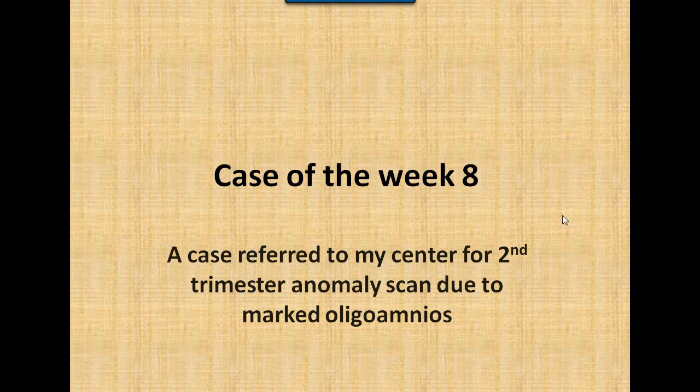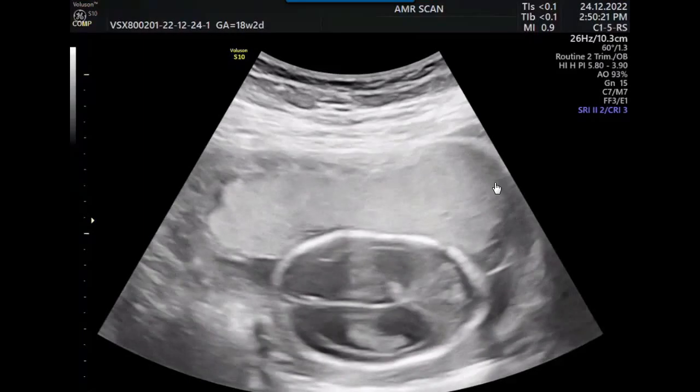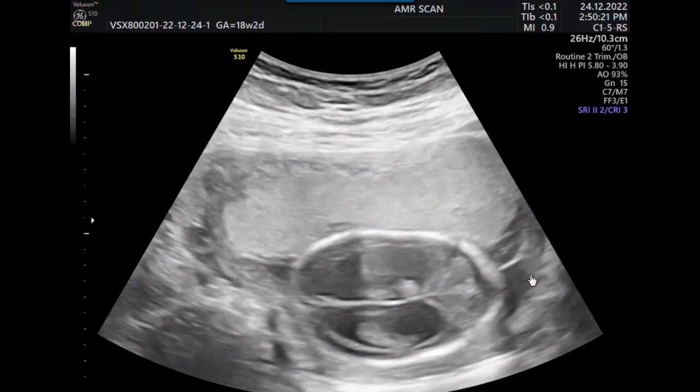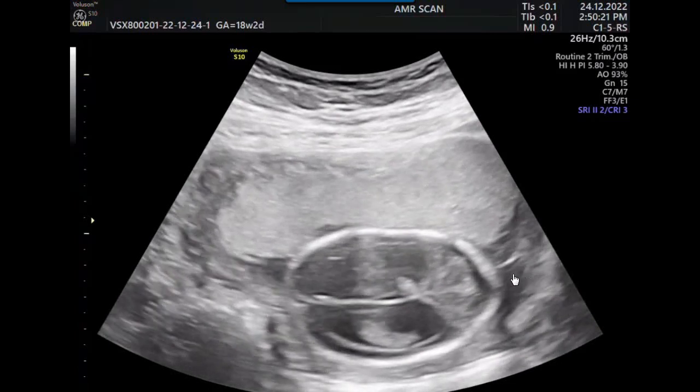This is a case referred to my center for second trimester anomaly scan due to marked oligoamnios. The first cine loop shows oblong shaped skull reflecting scaphocephaly. Scaphocephaly is the same term as dolichocephaly.